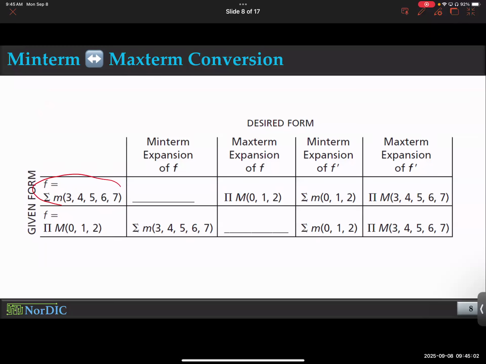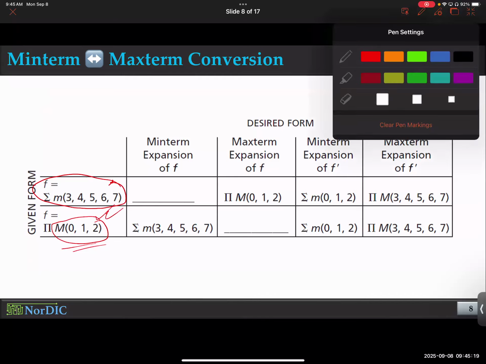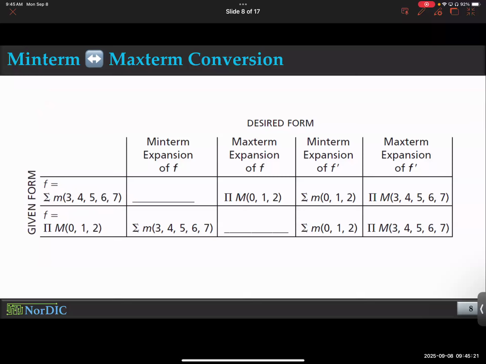Now, first question. If this is your min term expression, what is the max term expression? Simple. Just bring the numbers that are missing in the min term expression. Super simple. Did you do it together? Okay. This is taken from the textbook, by the way, so I'm covering the textbook. So we know how to get from min term to max term for the same function.